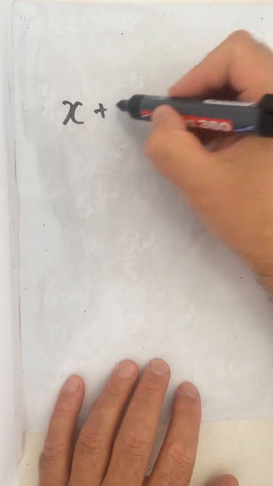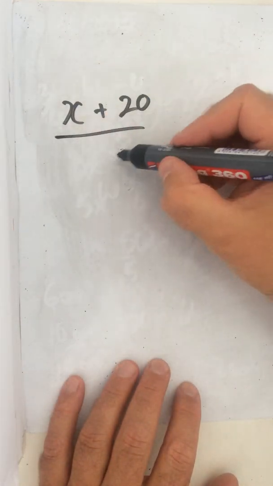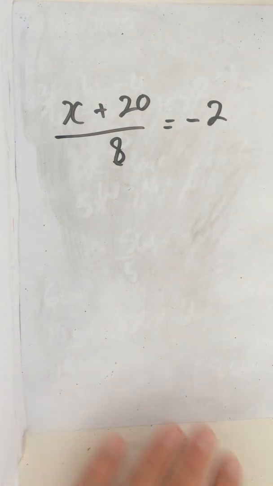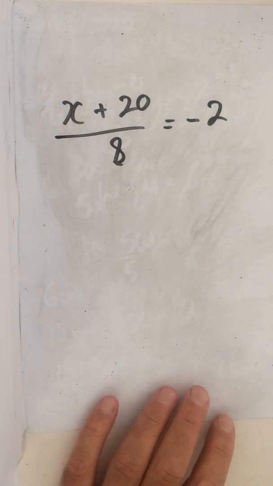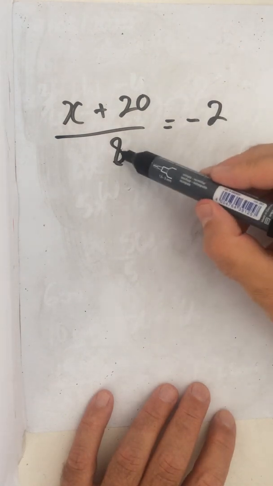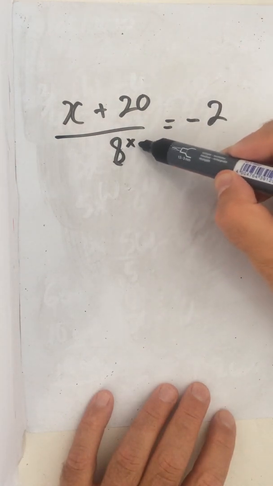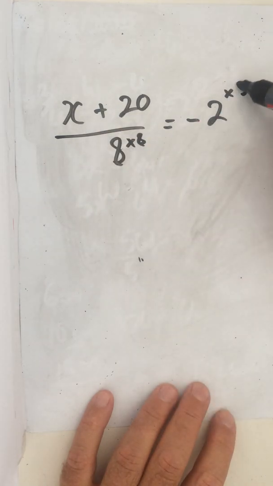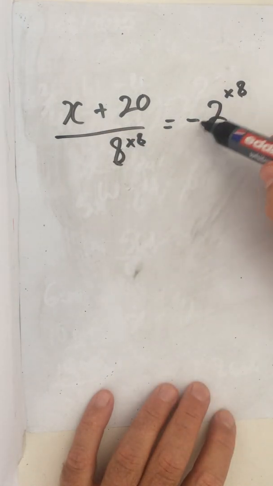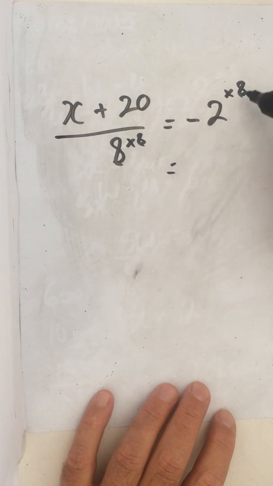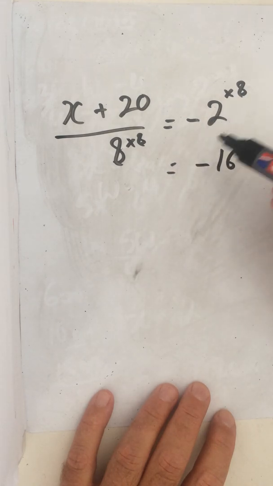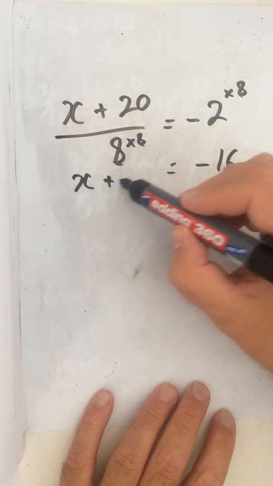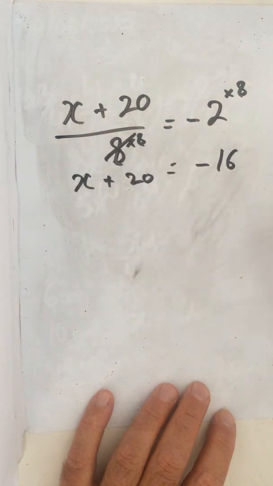So we get (x plus 20) over 8 is equal to minus 2. Okay, so again, I want to get rid of this divided by 8, so I times it by 8, because I want to be left with x here. Times that by 8. Minus 2 times 8 is minus 16. And then on this side, by timesing that, I'm just left with the x plus 20.